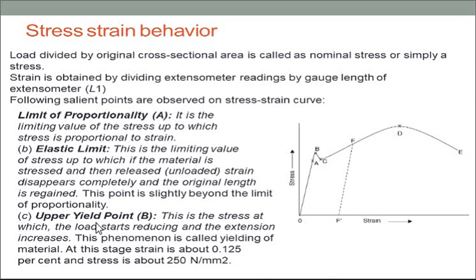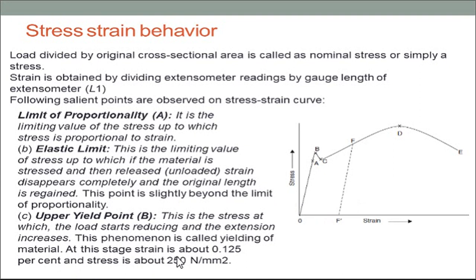Next, the upper yield point. Capital B, you can see this point B is the upper yield point. This is the stress at which the load starts reducing. At this particular value the load starts reducing, while the extension still increases, and this phenomenon is also called yielding of the material.